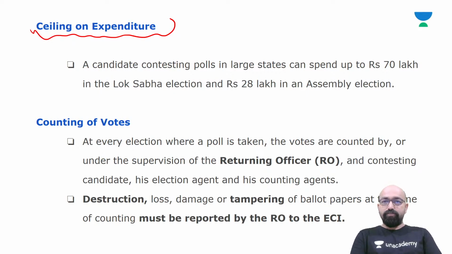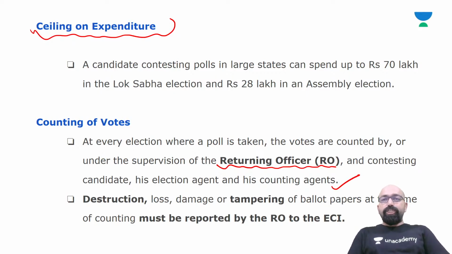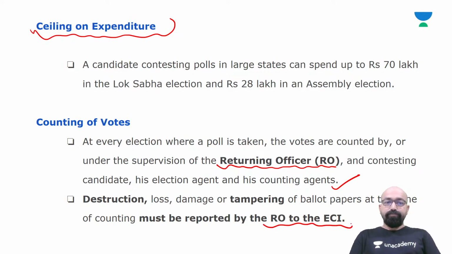Then, counting of votes. At every election where a poll is taken, the votes are counted by or under the supervision of the Returning Officer, the RO, and the contesting candidate, his election agent and his counting agents. Destruction, loss, damage or tampering of ballot papers at the time of counting must be reported by the returning officer to the Election Commission of India. The process of counting of votes and the code of conduct mentioned by the Election Commission of India should be followed by all stakeholders.